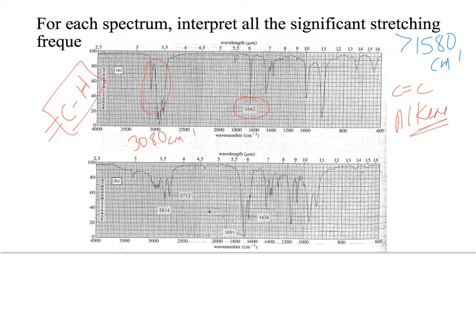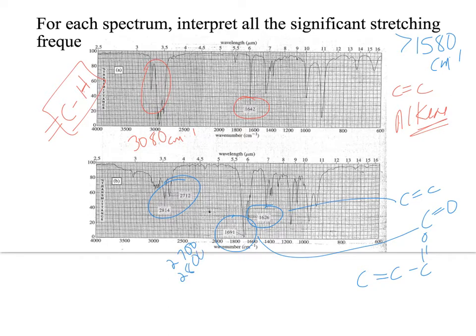Okay, the next one we have is this 1626, which is an alkene. We have 1691, which would be a conjugated carbonyl. So you're looking at something like this, an alkene right next to a carbonyl. And you see you have these two peaks here, around 2700, and you have another one around 2800, which tells you that this is an aldehyde, a conjugated aldehyde.